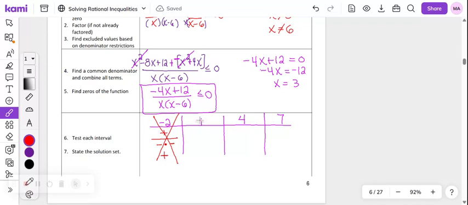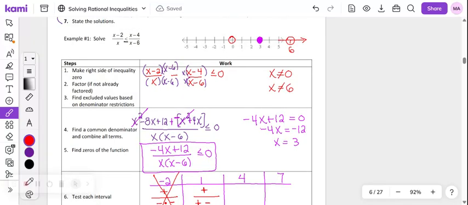Let's test the 1. When we drop a 1 in here, we get -4 plus 12, which is 8. So that's a positive over a positive times a negative. Well, this is then positive divided by a negative, which is a negative. A negative is less than or equal to 0, so that is part of our solution. So all of these numbers in here, that would be part of our solution.